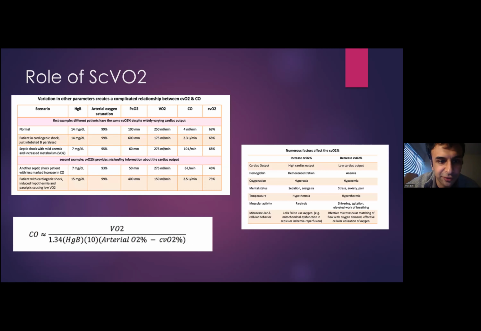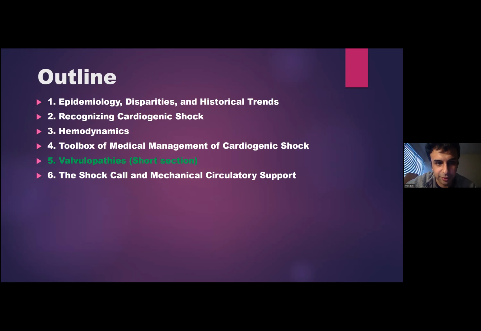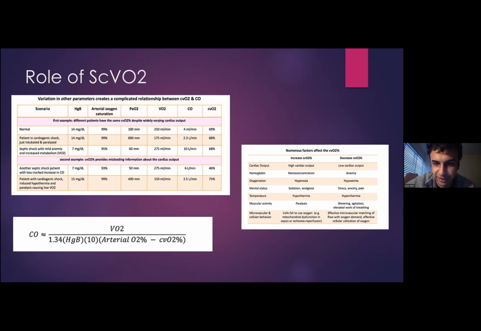The role of mixed venous. Again, I think this could be a long topic, but the point is that the most important use of mixed venous is trending. It's effective.